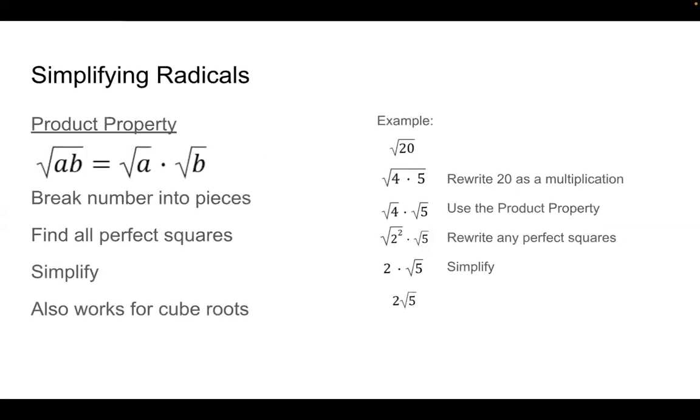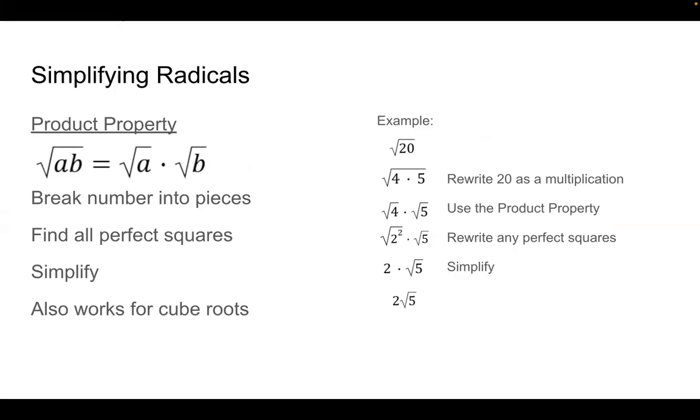All right, but what happens if what's inside the radical is not a perfect square or perfect cube? We can simplify that using the product property, which says that the square root of AB is equal to the square root of A times the square root of B. This allows us to break it into pieces. If we find factors that are perfect squares, we can use this to simplify it down. This also works for cube roots as well.